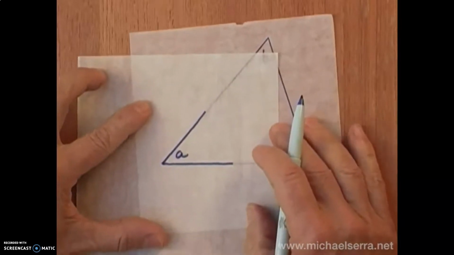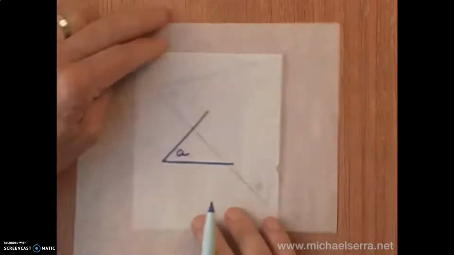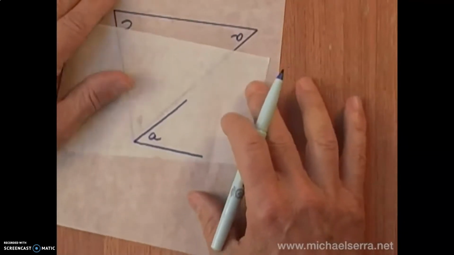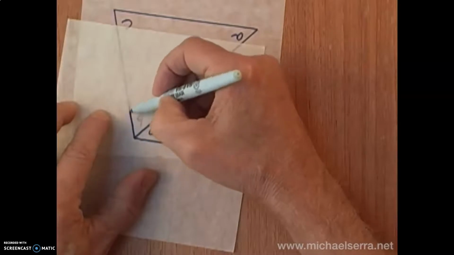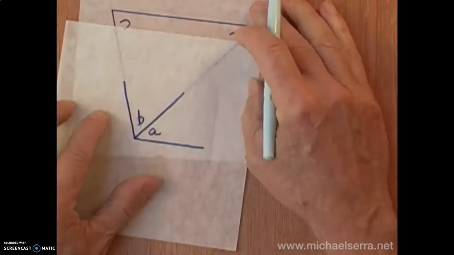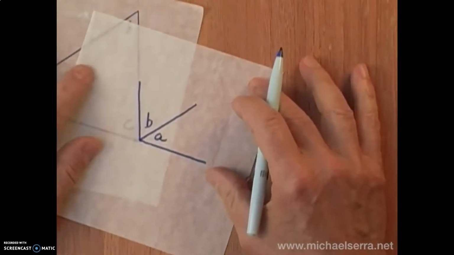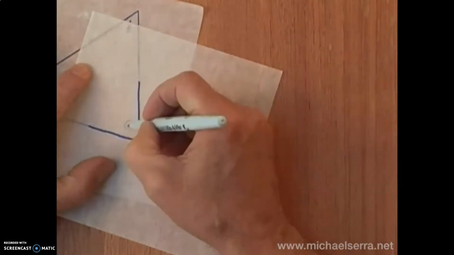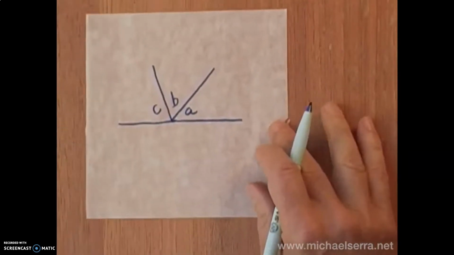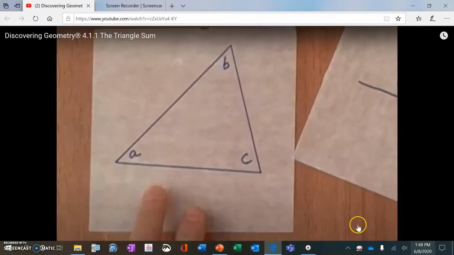Then he's going to pick up the patty paper and slide it over, and now next to A, he's going to draw in angle B, and then you can guess what he's going to do next. He's going to put in angle C. And again, this is kind of the combination of all methods here. You can see that the three angles of a triangle, again, add up to be 180 degrees.